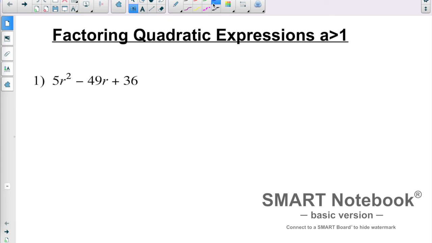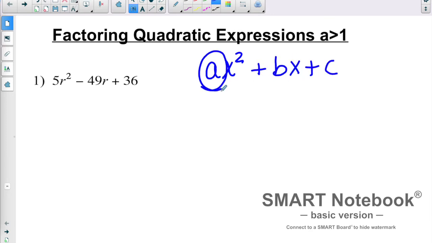Here we go. So in this one, we are factoring quadratic expressions again, but specifically when a is greater than 1. When we talk about a being greater than 1, we're looking at that quadratic term. So we have ax squared plus bx plus c. And we're thinking about this coefficient here. The reason I'm specifically looking at this type is because this is when quadratics tend to get confusing for students.